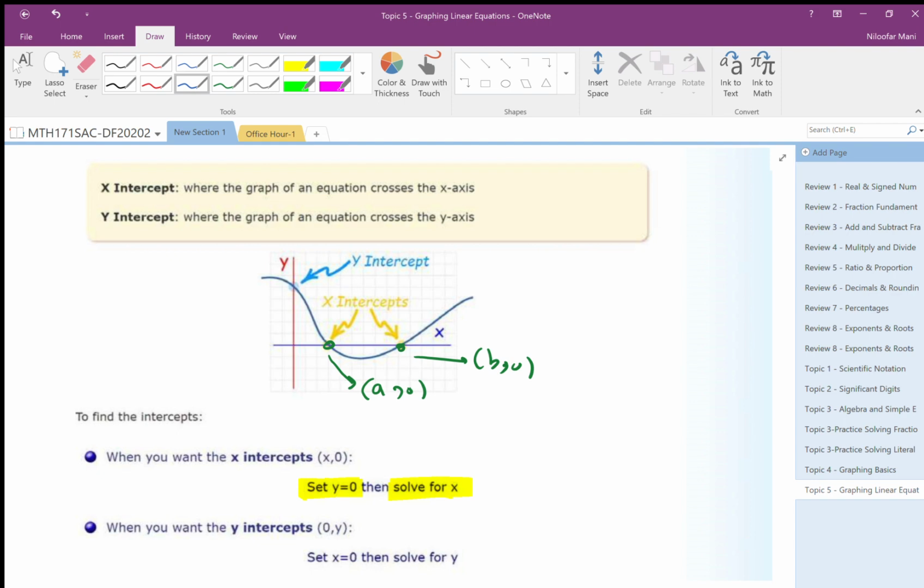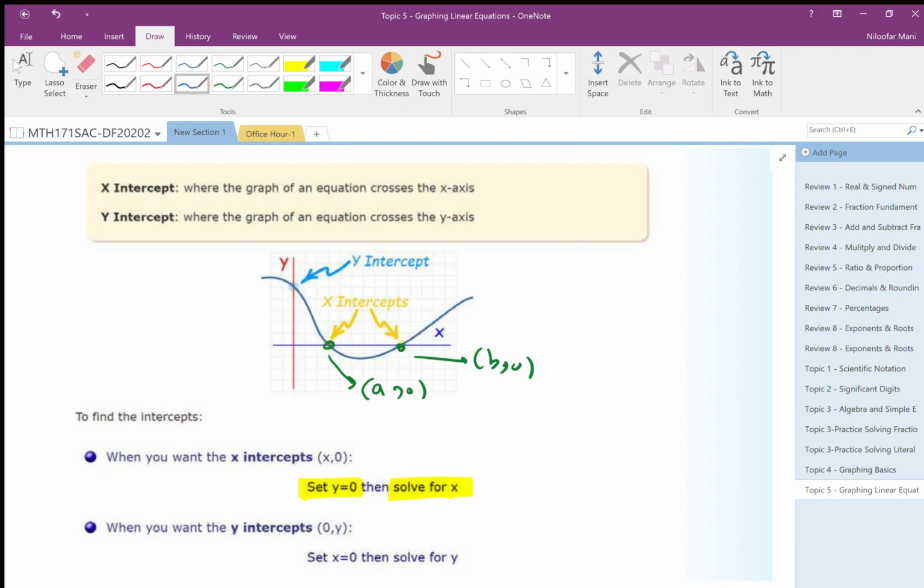I cannot find y because I have x in my way, and I just have one equation. Okay, so if I can set one of them to 0, I can solve for the other one. Oh, perfect. Okay, so that's awesome. So I can set y equals 0 and it gives me the x-intercept, because I look at my graph and I see, yes, the x-intercept has y equals 0.